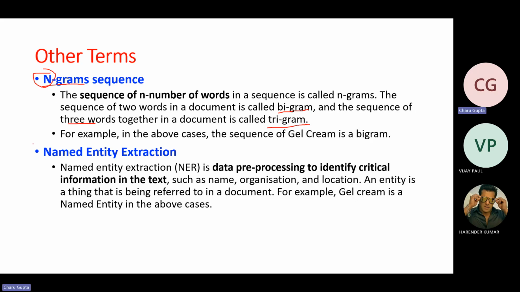The next term used in text analytics is named entity extraction. It is a data pre-processing step which identifies the critical information. In a textual database which has reviews, comments, posts or records, some information is talking about a name, organization and location. ठीक है, so that is the named entity recognition. In this example we have gel cream as the named entity example.